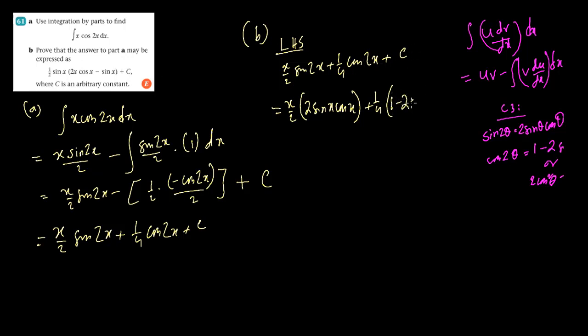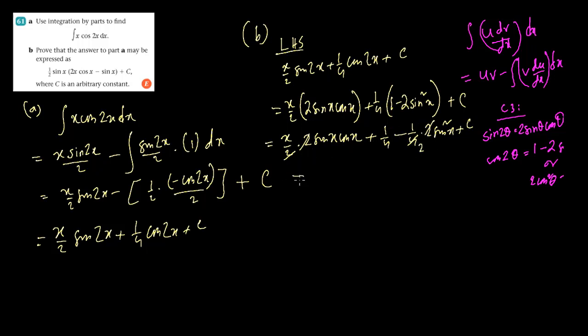So 1 minus 2 sine squared x, and the plus c is here. So this would be x by 2 into 2 sine x cos x, so this 2 and this 2 cancel, plus 1 by 4 into 1 is 1 by 4, minus 1 by 4 into 2 sine squared x plus c. So this 2 and this 4 cancel and become 2, so it becomes x sine x cos x plus 1 by 4 minus half sine squared x plus c.